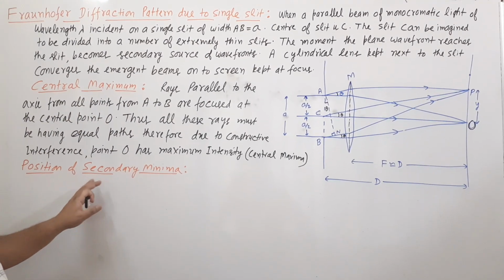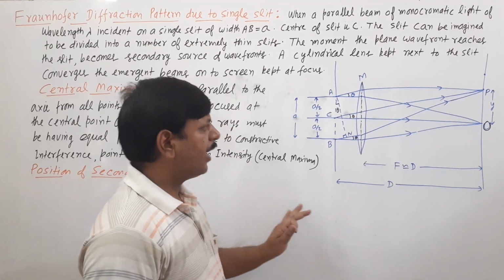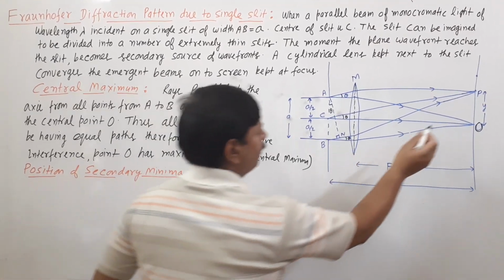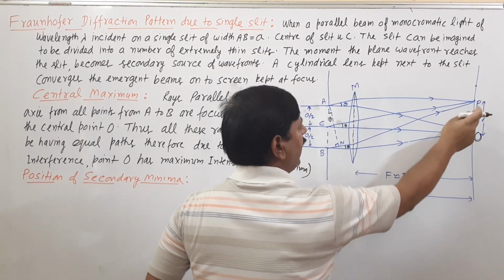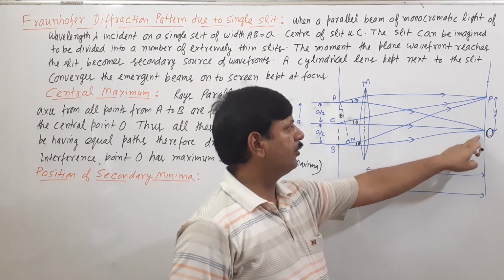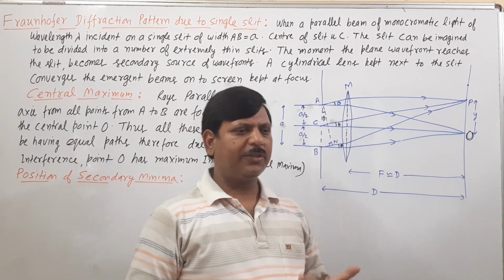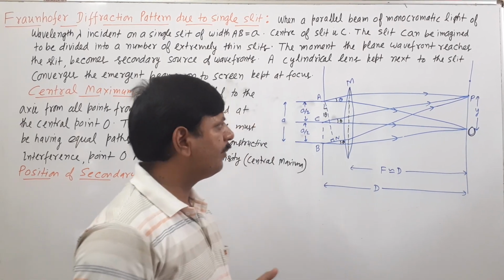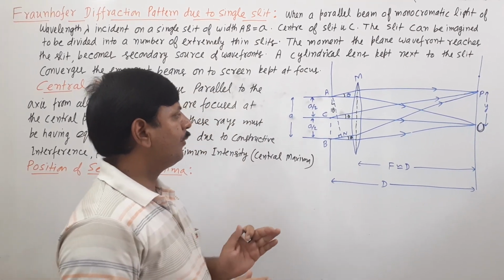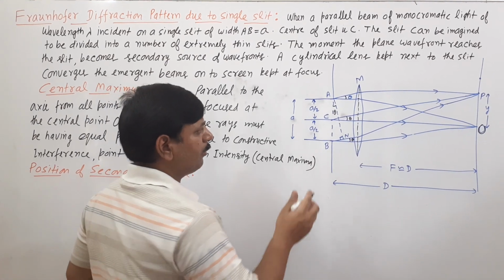Next, we will discuss the position of secondary minima. See here, I have taken a point P at distance y from the central point O. P is a point of secondary minimum. When will it be a secondary minimum? Firstly, we will go through the path difference. What will be the path difference?